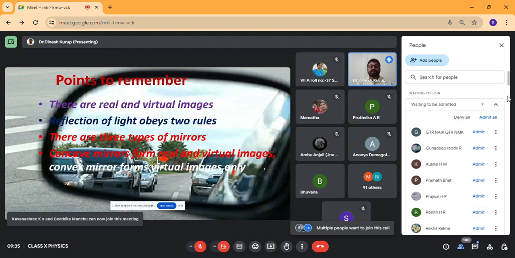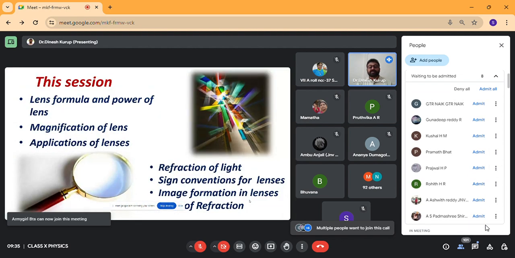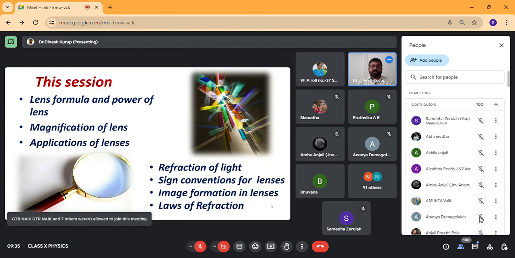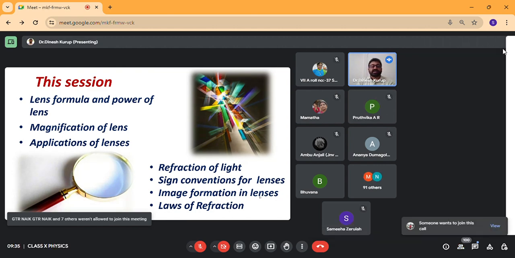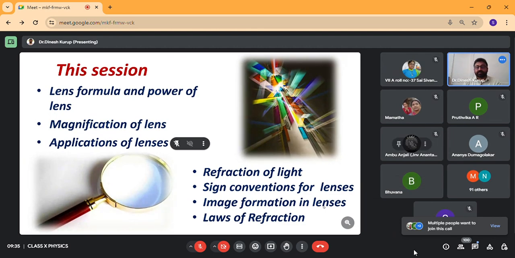Okay, now we move on to the next one. Mirrors and lenses are used in our daily life. In many situations, we use mirrors as well as lenses. So in this session, we will be focusing on all these things, refraction. In brief, we will touch all these things and we will see the power of a lens.